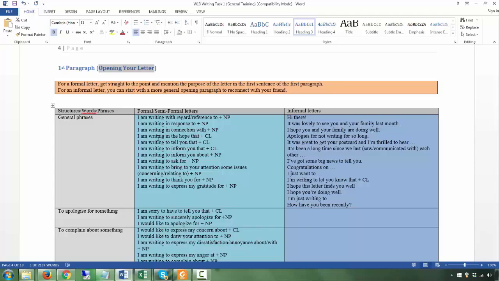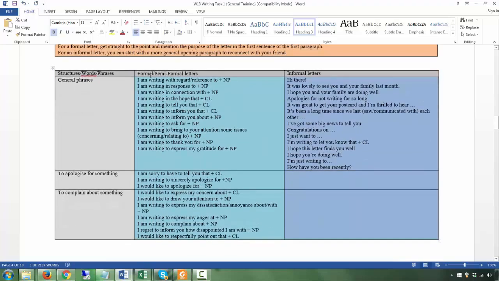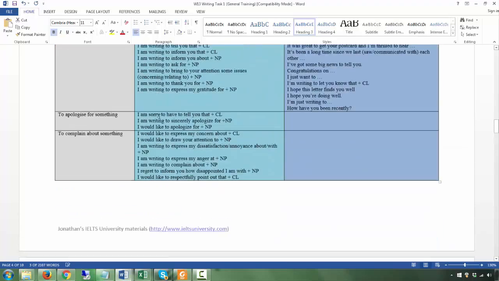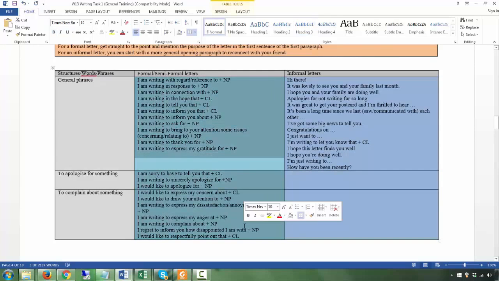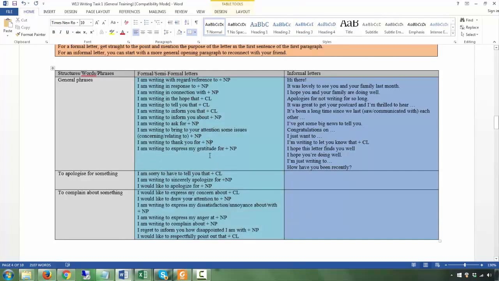Of course, if a friend is writing to you, that's not the first thing you think about. But when you don't know a person, if somebody writes to you, you want to know, what is this person writing to me about? There is a purpose. So you get straight to the point when you write a formal or semi-formal letter. So, I'm writing blah blah blah, whatever it may be. You can use these various phrases for your introduction, which is just one sentence.